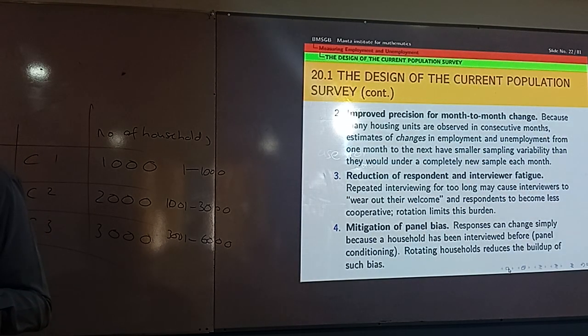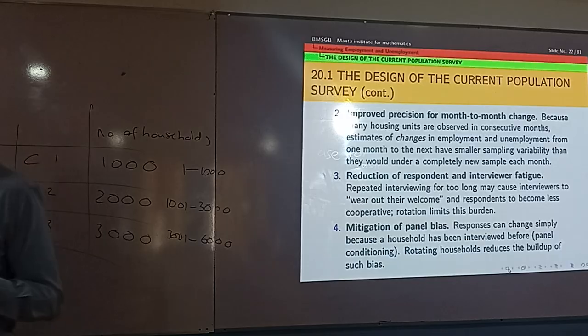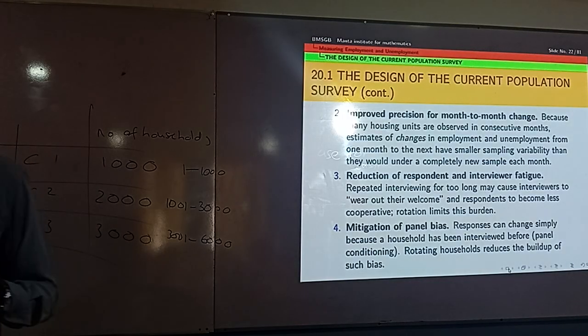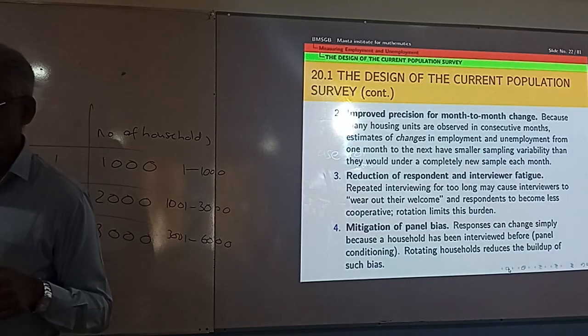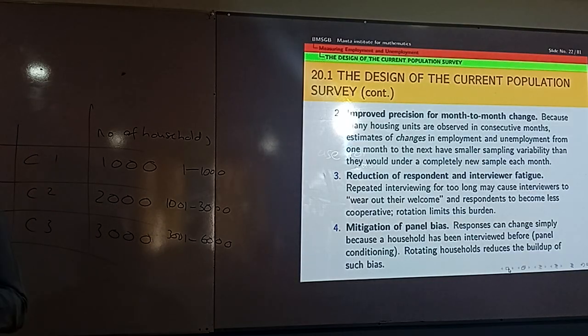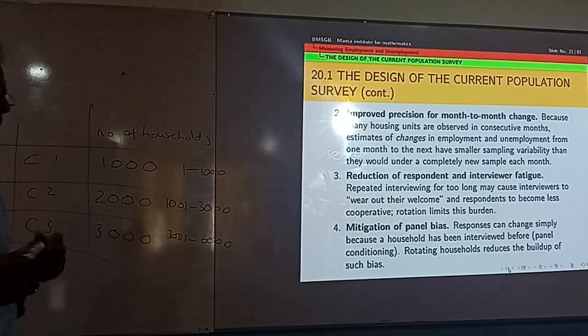Reduction of respondent and interviewer fatigue. This is the one that we first mentioned. Repeated interviewing for too long may cause interviewers to wear out their welcome and respondents to become less cooperative. Rotating limits this burden. And then, mitigation of panel bias.